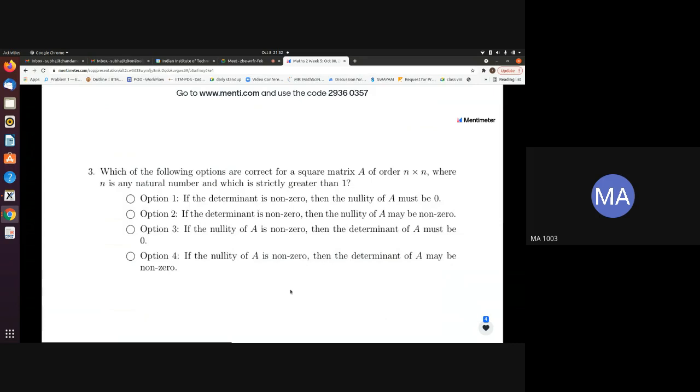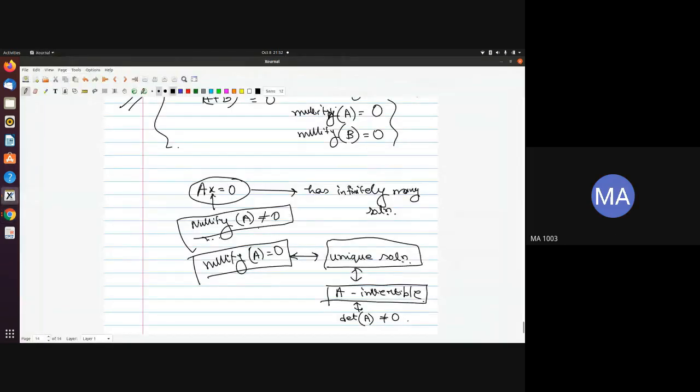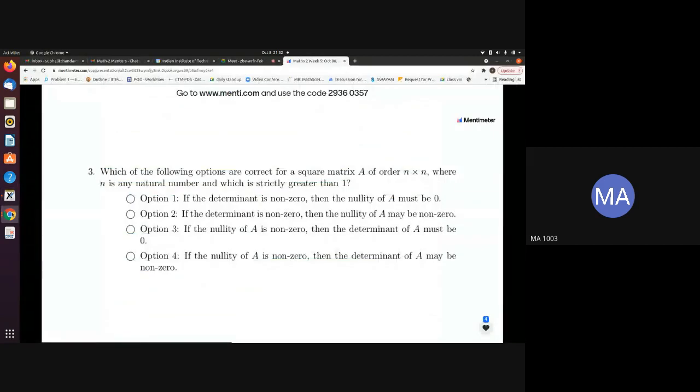Clear? Okay. So nullity A is non-zero means what? It means it has infinitely many solutions, so it does not have a unique solution. That means A is not invertible. So determinant is 0. Correct? Determinant must be 0. So that is option 3. So options 1 and 3 are correct. Yes, exactly. Clear? Okay, great.